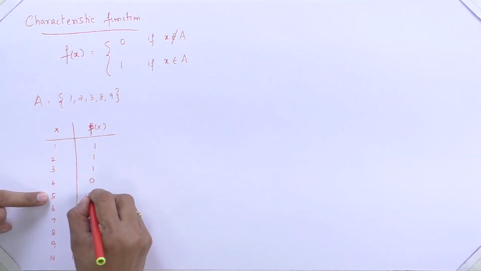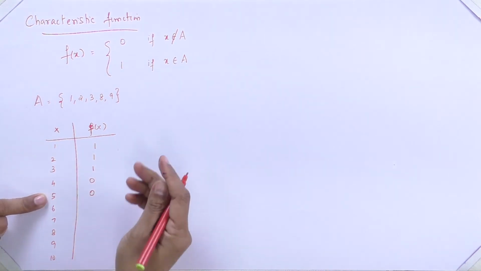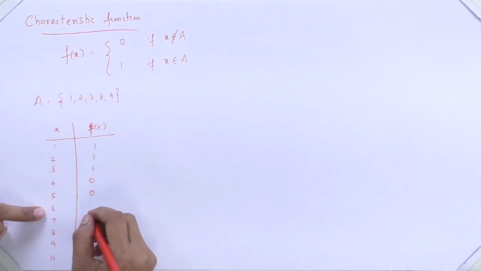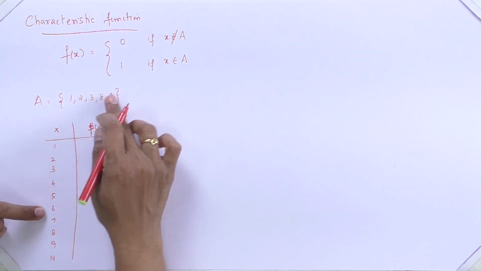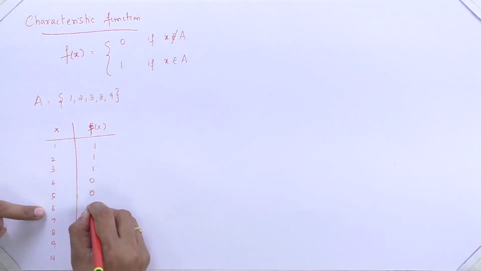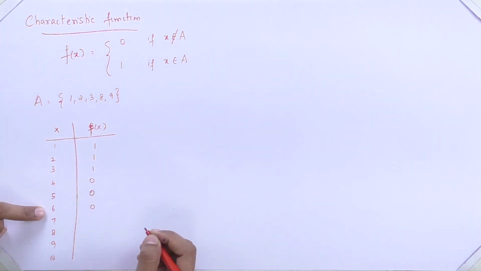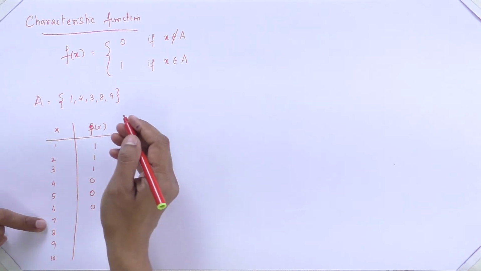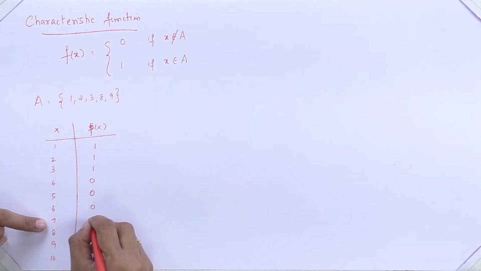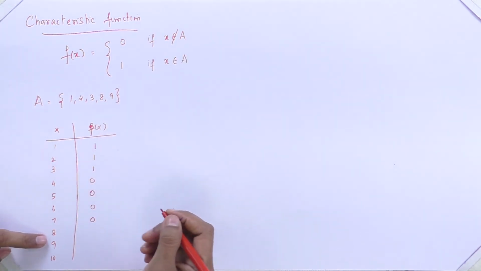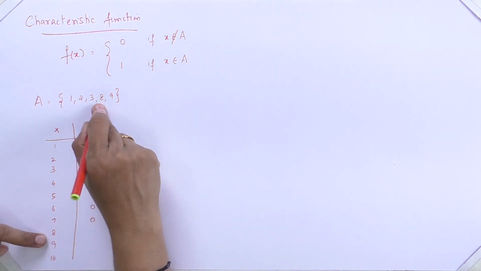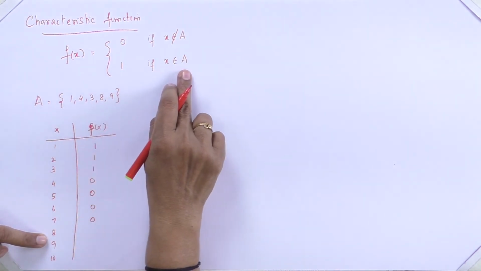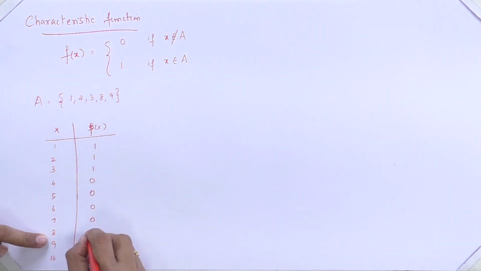So if it is not present in that set, it will take a value as 0. Likewise, 6 also is not there in this set. So whenever any element is not present in that set, the function will take a value as 0. And then again 7 is also not there, so that will be equal to 0. And next is 8. 8 is present here. Whenever an element is present in the set, the function will take a value as 1.